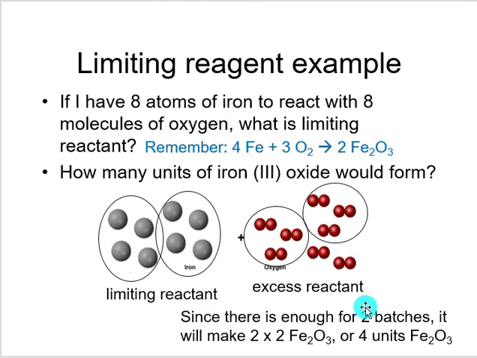So I could say that there's enough for 2 batches. So it's going to end up making 2 of my products for each batch, right? I have 2 of these being made, so this one will make 2, and this set will make 2 more, and I'll have a total of 4 units of Fe2O3. And when I'm done, I can see I have 2 oxygen molecules left over.